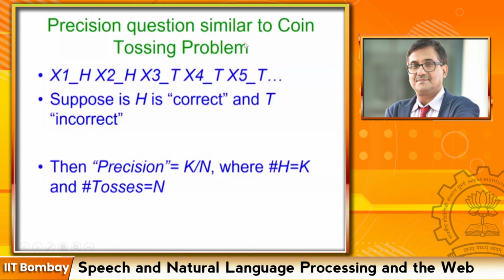Now the precision question is very similar to the coin tossing problem. For every word I ask, is the tag correct or not? So it's a binary decision, correct or not. Very similar to the coin tossing situation. If I have n tosses of the coin, is it head or not? That is, is it success or not? Success means head. So here precision is k by n, which is nothing but the parameter of the random experiment. The parameter is the probability of head, k by n, very similar to the precision question.